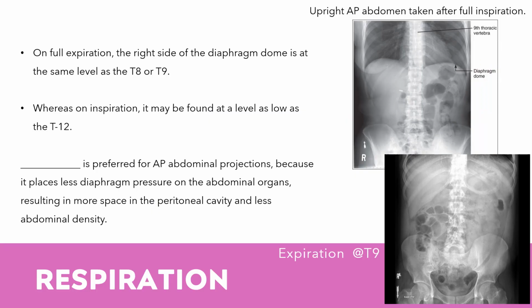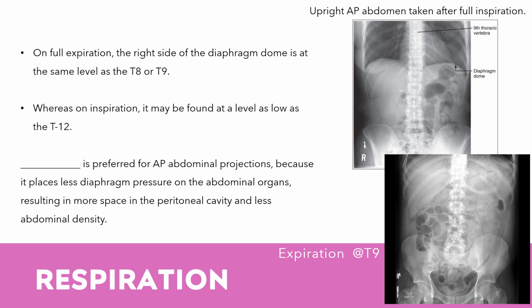Respiration. From full inspiration to expiration, the diaphragm position moves in the vertical dimension as much as 4 inches. The movement also changes the pressure placed on the abdominal structures. On full expiration, the right side of the diaphragm dome is at the same level as T8 or T9, whereas on inspiration, it may be found at the level of T12.